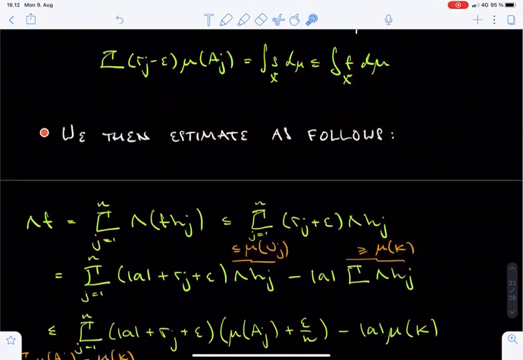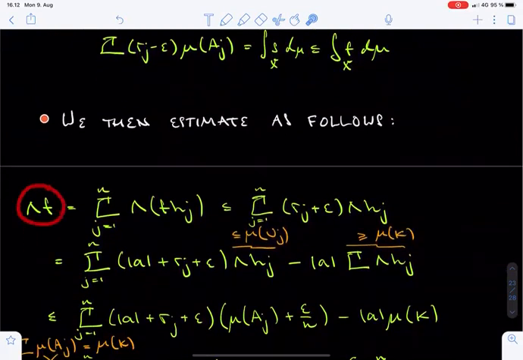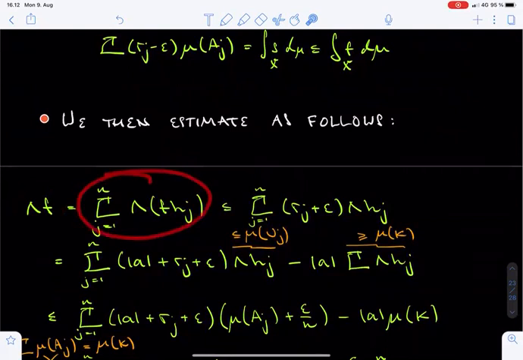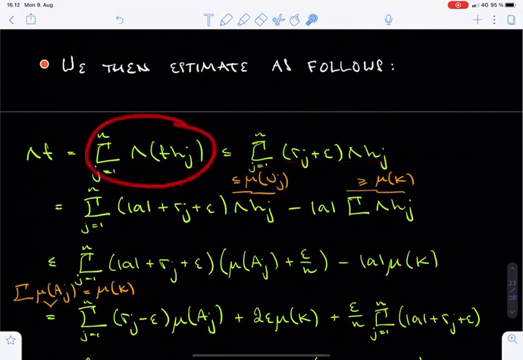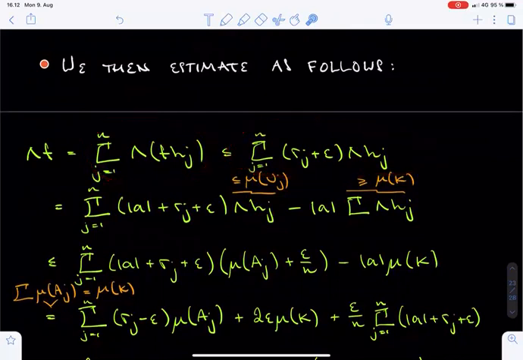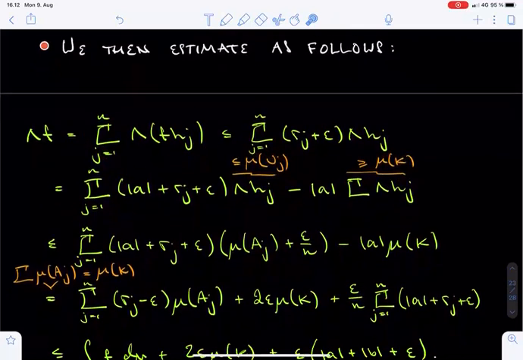We are then fully prepared to carry out the main estimate. First, start by writing lambda of f equals the sum of the values lambda of f times hj, using the partition of unity property of the functions hj. Next, as we observed before, the functions f times hj are bounded from above by the functions rj plus epsilon times hj. It then follows from the positivity of the functional lambda that also the values of lambda for these functions are in the same order. It follows from this and linearity that the previous sum is bounded by the sum of the values rj plus epsilon times lambda of hj.